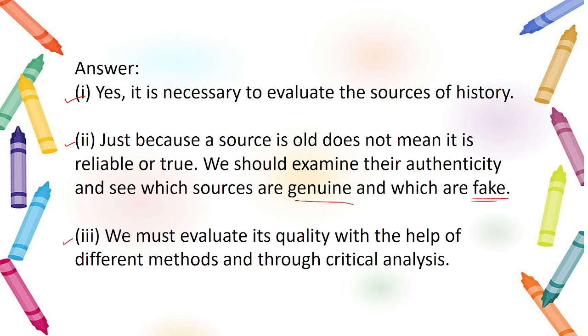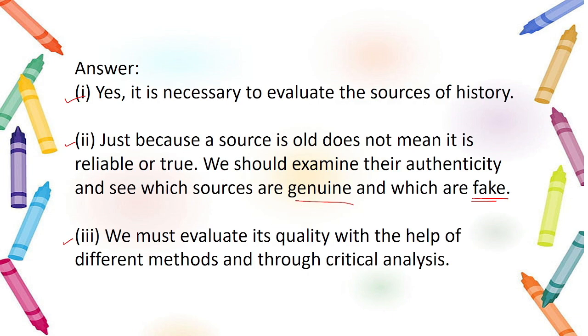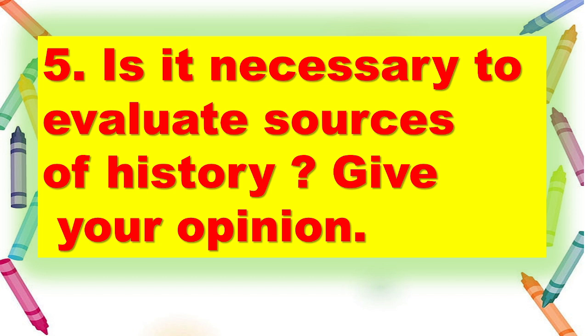Next, third one, we must evaluate its quality with the help of different methods and through critical analysis. Next, fourth point, it is necessary to determine the integrity, impartiality and neutrality of the authors by knowing their personal interests, the period during which they lived, and political pressures on them. So these 4 points give the answer to this question.